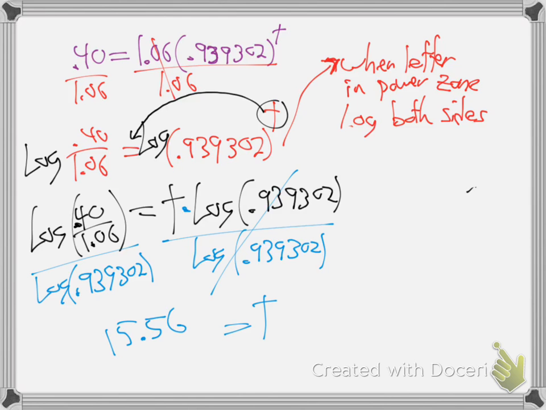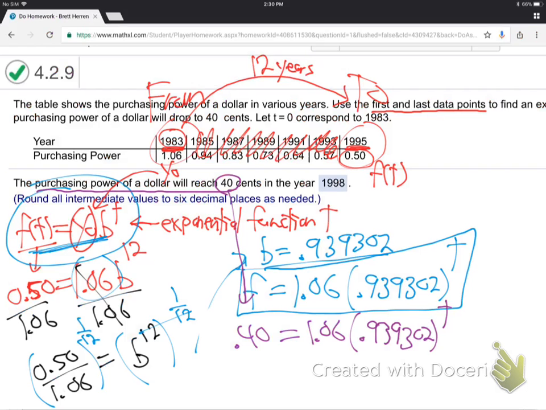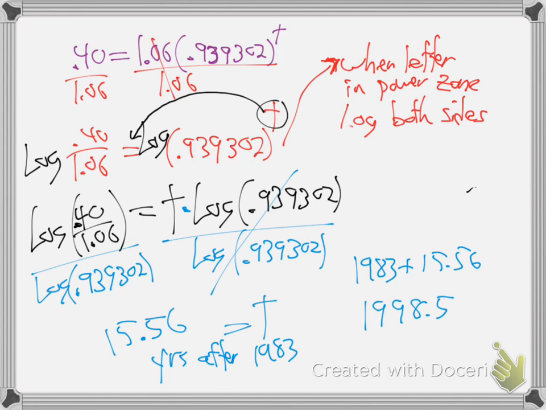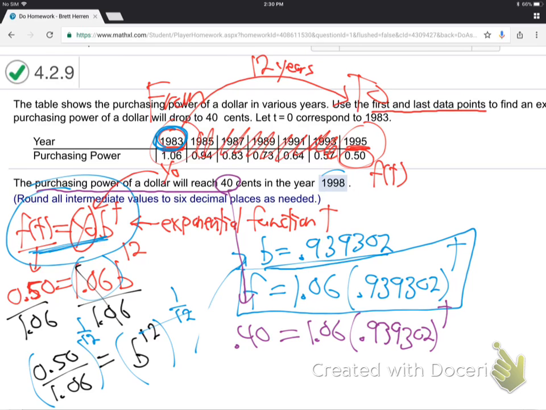Now, what is that 15.56? Well, remember what T was. Remember, this all started in 1983, and T is how many years after 83. So that's years after 1983. So you take 1983 and you add 15.56. What's that? 1998.56. That's why it's in the middle of the year.